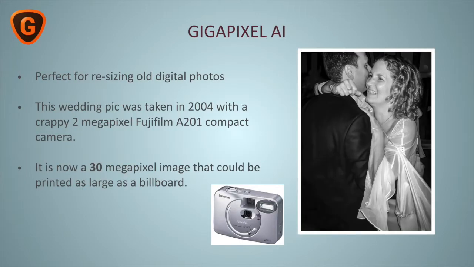I've actually found it to be perfect for resizing old digital photos, and I say that's one of the big uses for it, I think. For instance, this wedding photo I took with a fairly crappy Fujifilm compact camera from the early 2000s, 2 megapixel camera. The original picture wasn't that detailed. Now upscaling it, it's equivalent to a 30 megapixel image that could be printed extremely large, and there's a lot of detail now returned into the image. So again, it makes it fantastic to take old digital photos, perhaps from a decade, 2 decades ago, and use the Gigapixel to upscale them.